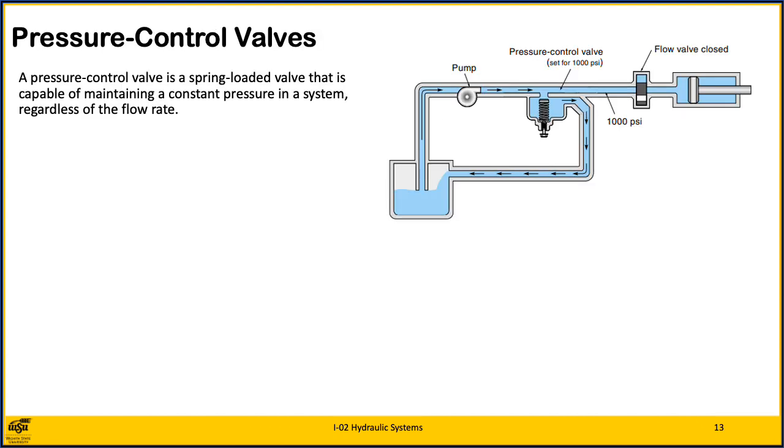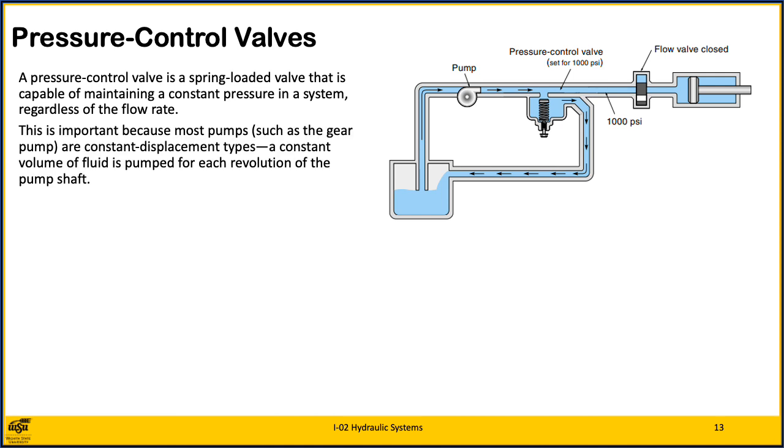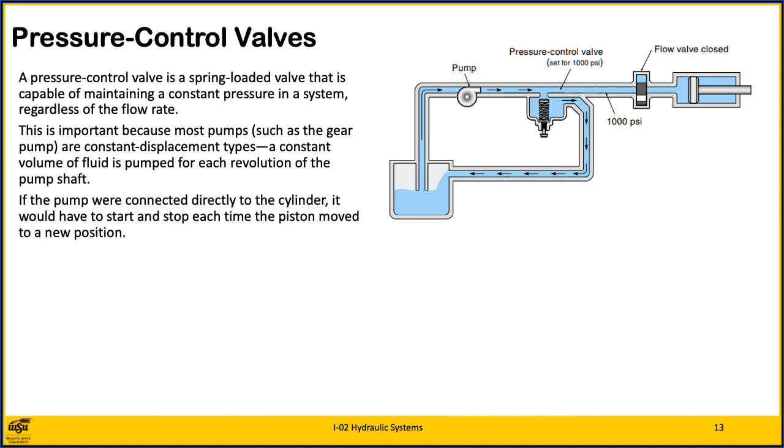A pressure control valve is a spring-loaded valve that is capable of maintaining a constant pressure in a system regardless of the flow rate. This is important because most pumps, such as the gear pump, are a constant displacement type. A constant volume of fluid is pumped for each revolution of the pump shaft. If the pump were connected directly to the cylinder, it would have to start and stop each time the piston is moved to a new position. Such on-off cycling reduces the lifetime of machinery and is therefore undesirable.